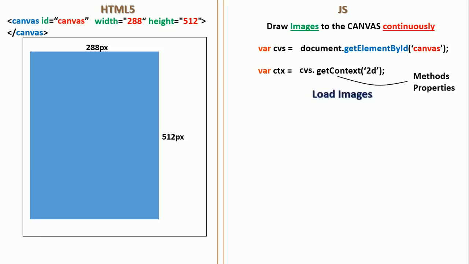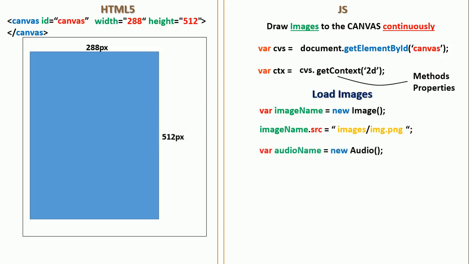Now we have to load the images first. To load an image, we will say var, we will give the image a name, and then we will say new Image object, and then we have to give the image a source. So we will say imageName.src equals the image source, for example images/image.png. And the same thing for audio when we need to load an audio file.